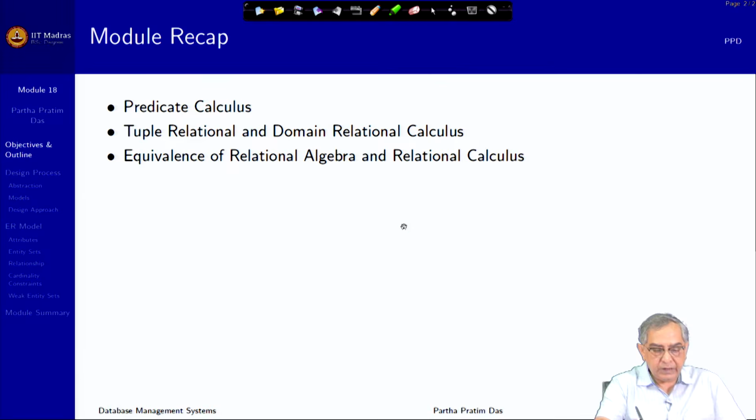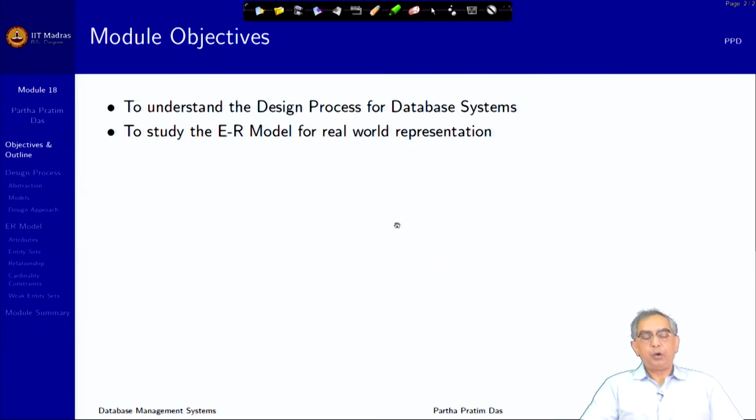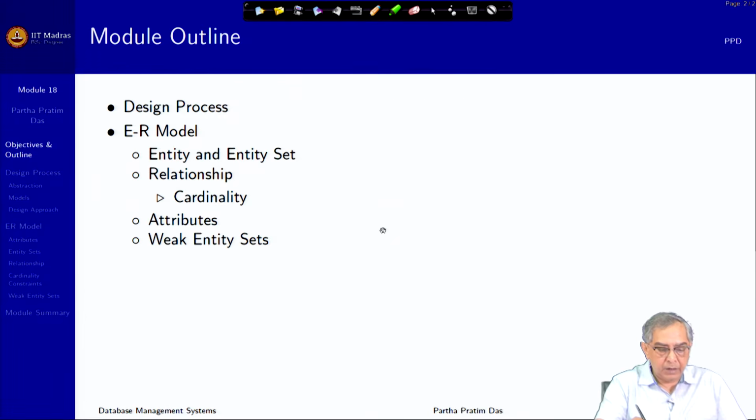From this module, we will start discussing the design process. How do you design a database system for a particular application, and what are the tools that are available? So, we will talk about the ER model, entity relationship model, for real world representation. So, these are the contents.